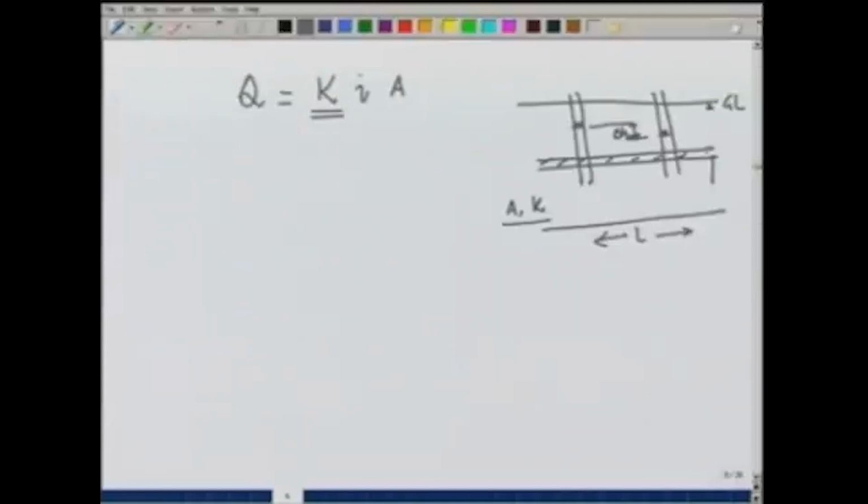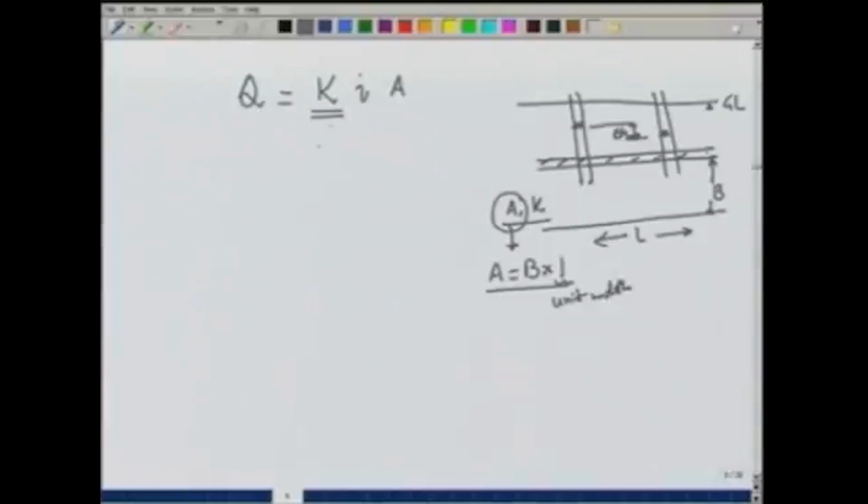Let us also say that the thickness of the aquifer is B. Therefore, if we consider unit area, we consider a two-dimensional case in which the aquifer is extending for a very large distance perpendicular to this plane, and consider unit width. So, unit width of aquifer, then the area will be B into 1.